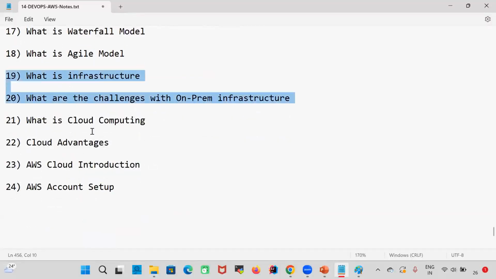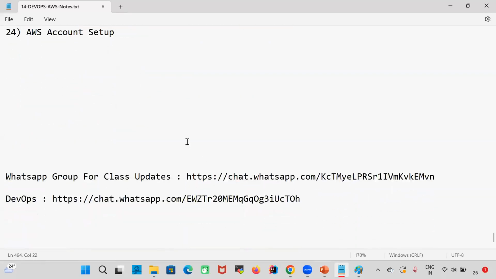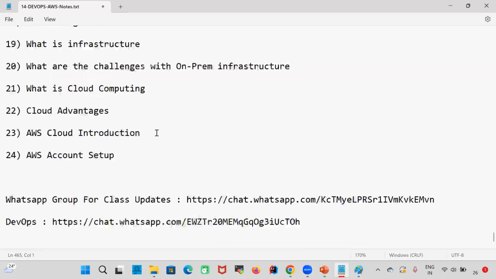Today we understood these points. What is infrastructure? Challenges with on-premises infrastructure. What is cloud computing? What are the advantages with the cloud? What is AWS cloud? How to set up an account in the AWS. AWS account setup, I have given a video for that. I want you to go through that video and complete the setup.